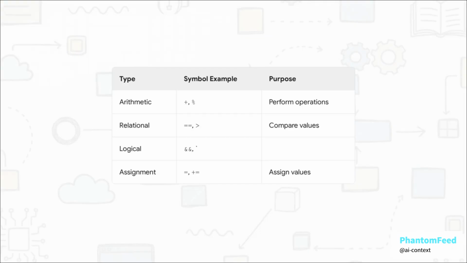And this table just breaks down the main categories beautifully. You've got your arithmetic operators for doing math, like adding 2 numbers. You have relational operators for comparing things, like asking, is this number greater than that one? Logical operators let you combine checks. Is this true and is that true? And finally, you have assignment operators, which you use to put a value into one of your variables, like pouring the mixed batter into a new bowl.